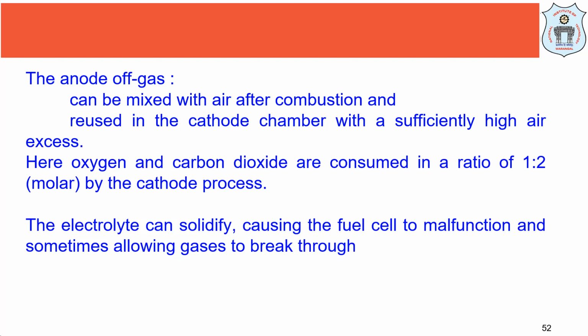The change in composition of the electrolyte due to segregation and the volatility of certain species may result in a change in the melting temperature. So that way this electrolyte can solidify, which can cause the fuel cell to malfunction, and sometimes allows the gases to break through, right? Carbonate ions from the electrolyte are used up in the reactions at the anode, so we have to compensate for the loss by injecting carbon dioxide at the cathode. That's what we have to do.